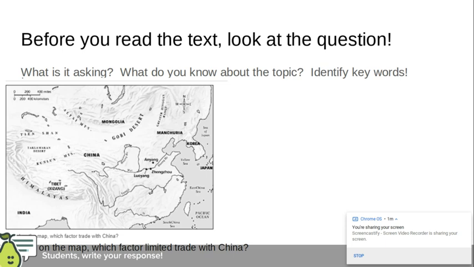So what's the question? On the map, which factor limited trade with China? Okay, so you're using my annotating sheet. I already know this about China. China's a big country. It was geographically isolated because of mountains and deserts. Okay?